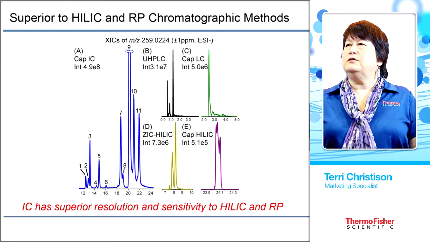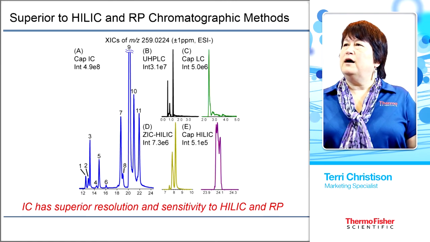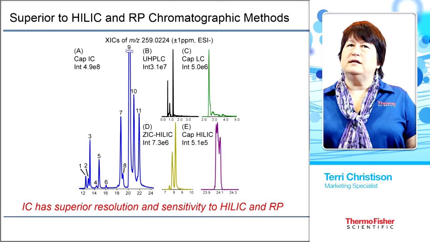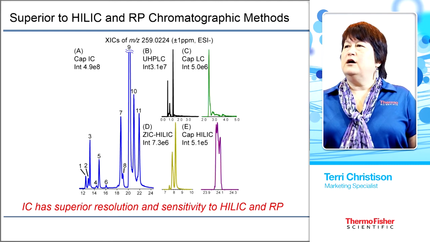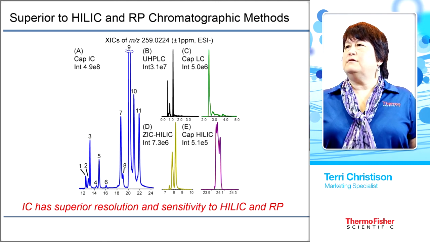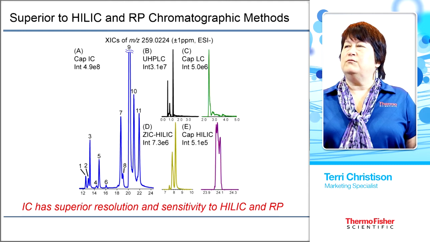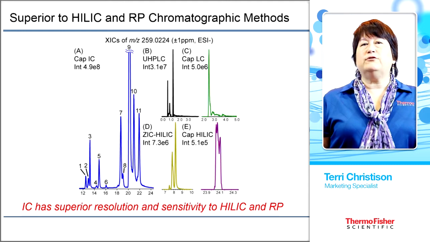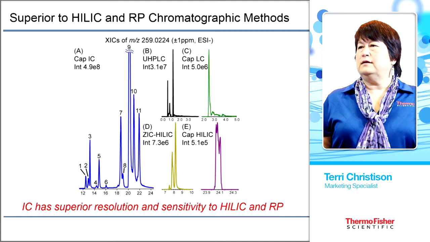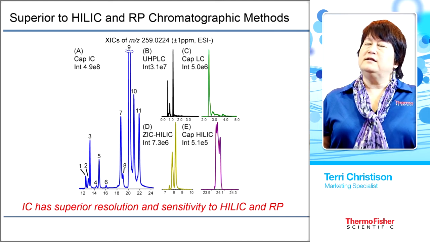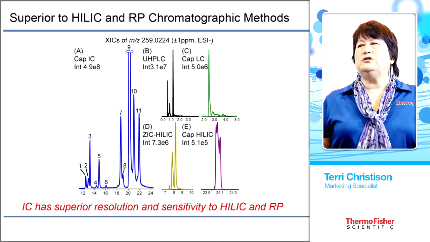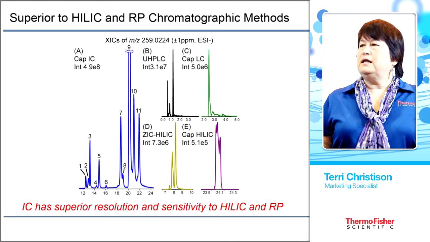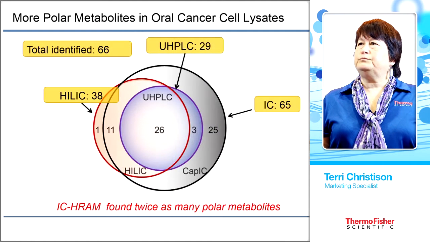What I also want you to look at is the response. Under CAP-IC, we have an E to the 8 response, whereas with HILIC we have an E to the 5, and reverse phase E to the 6 to E to the 7. So we have about a 10 to 100 times improvement in sensitivity. So the point is that IC has superior resolution and sensitivity to HILIC and reverse phase.